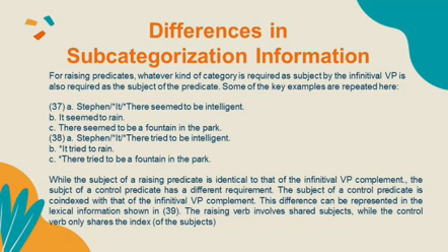While the subject of a raising predicate is identical to that of the infinitival verb complement, the subject of a control predicate has different requirements. The subject of a control predicate is coindexed with that of the infinitive verb complement. This difference can be represented in the lexical information shown in 39. The raising verb involves a shared subject, while the control verb only shares the index of the subject.